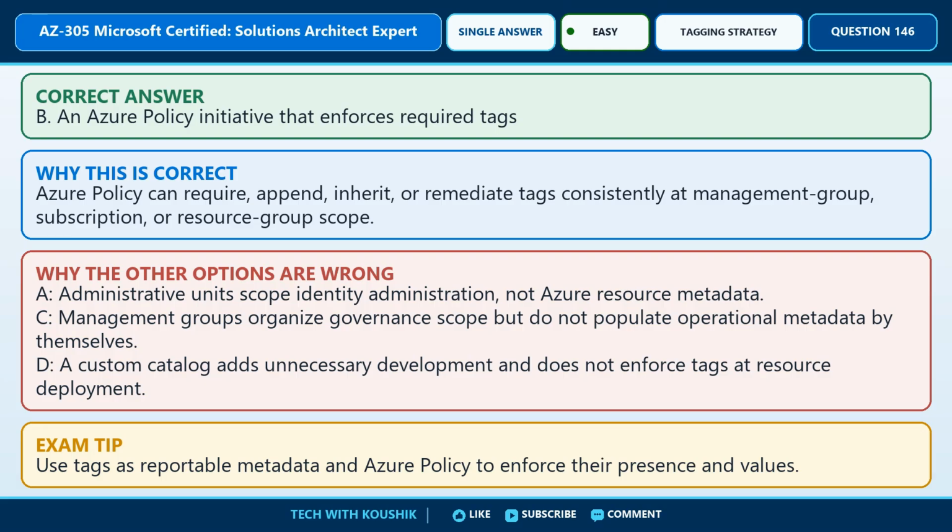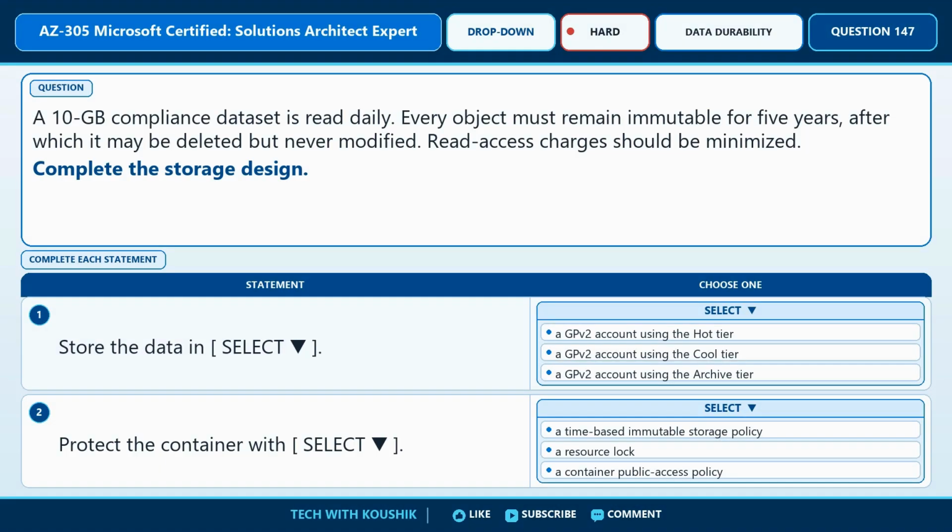A useful examination rule is this. Use tags as reportable metadata and Azure policy to enforce their presence and values. Question number 147. Requires careful analysis. Pay close attention to every stated constraint. A 10 GB compliance dataset is read daily. Every object must remain immutable for 5 years, after which it may be deleted but never modified. Read access charges should be minimized.